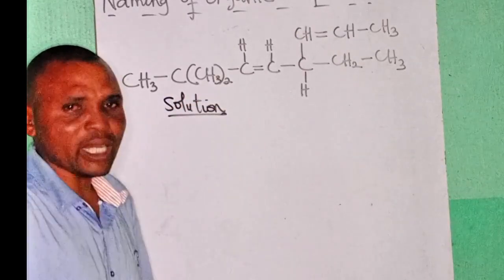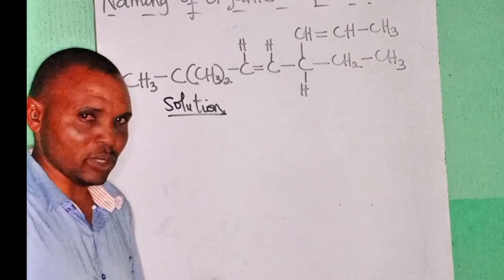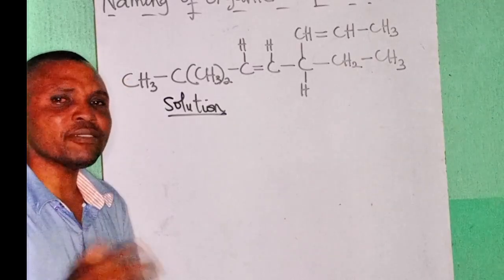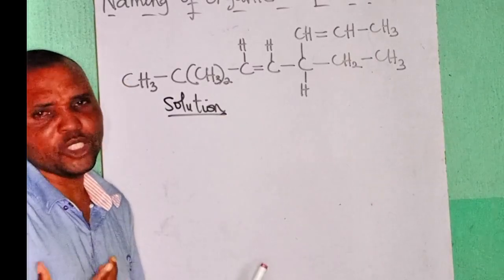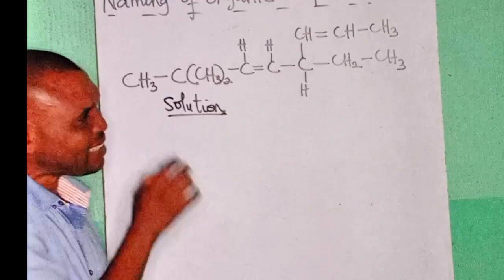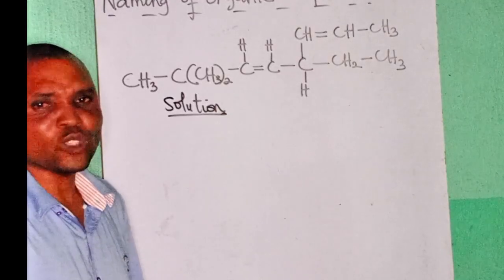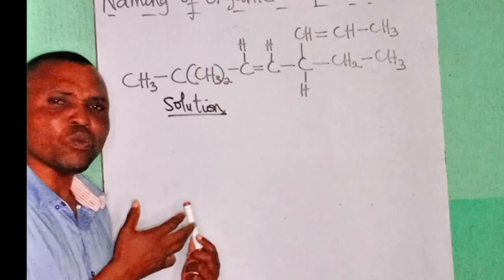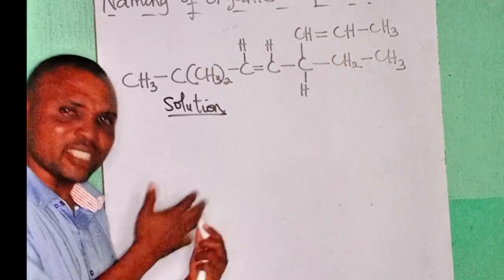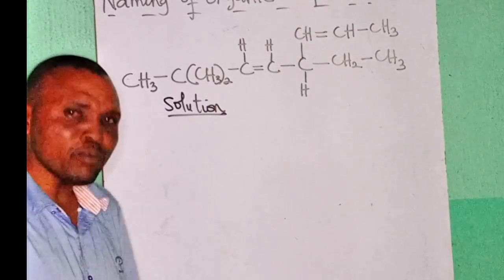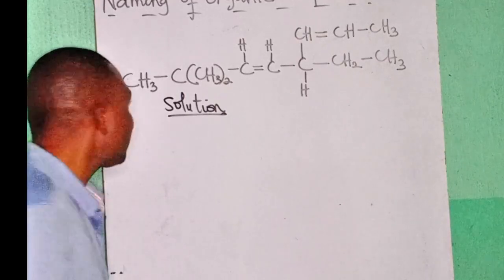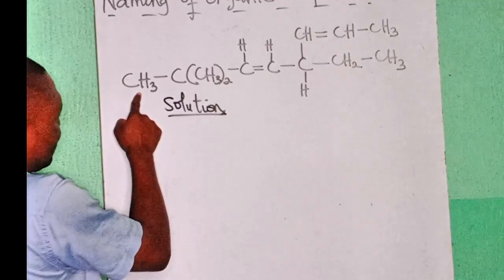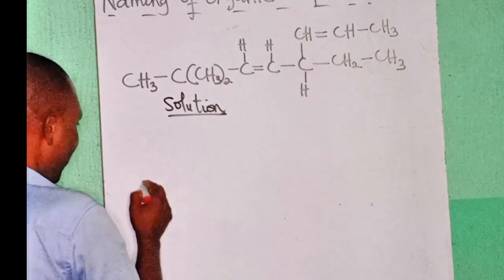Now looking at this organic compound, you can find it difficult to name, but if I were you, I would advise that you arrange it in a particular way that will be easy for you to be able to name it. So which other way can I arrange this organic compound to enable me to name it? Let us go. Now, if you look at this, this is CH3, so I can write it like this.